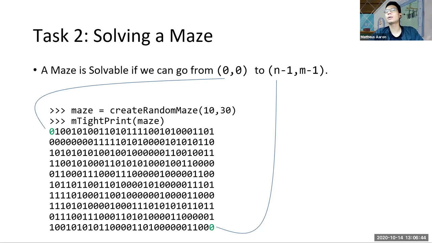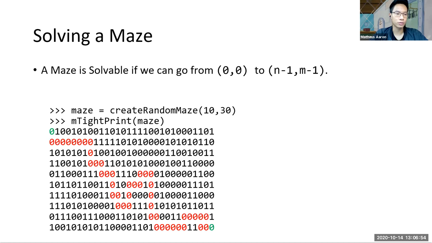So a maze is solvable if we can go from 0 to n minus 1, n minus 1, basically the end point. We can do that through this path, like we can travel and go to the bottom part and we arrive. So that's if it's solvable, we can connect those 2 points. And remember, we cannot do diagonals. We can only go front, back, left, and right. And it is not solvable if we cannot go from 0 to n minus 1.